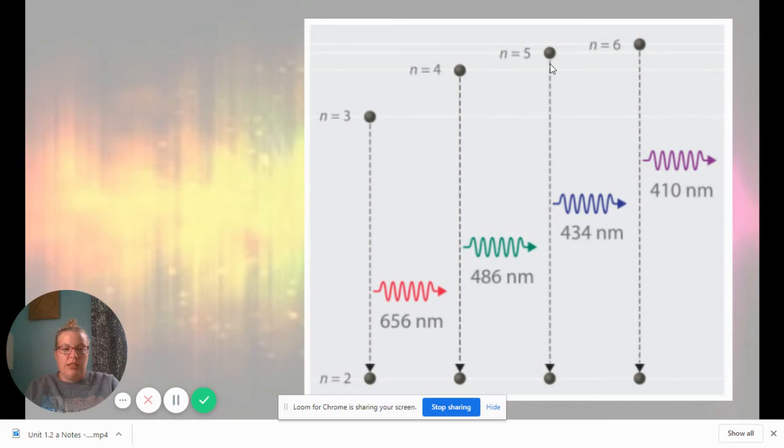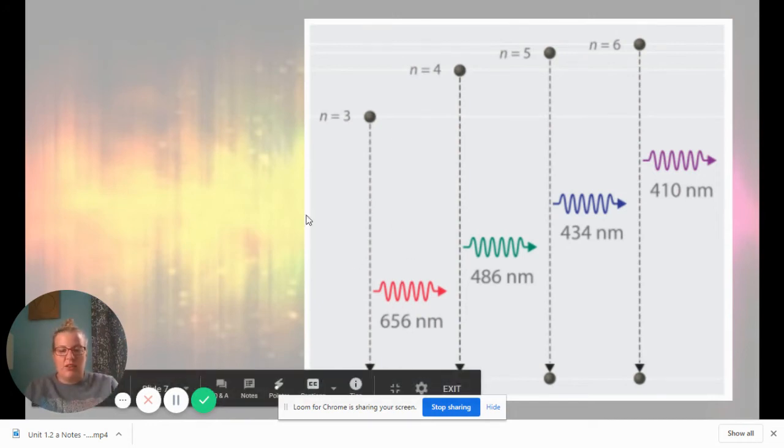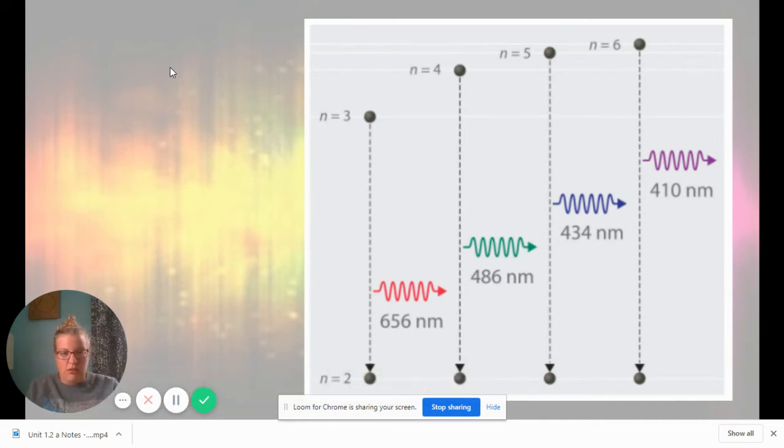Okay, and so this particular picture shows us the different wavelengths that come out for our transitions. If I have an electron that's sitting in the second energy level, so it's already excited, and it goes to the third, and then it falls back down from the third energy level to the second, it is going to release red colored light as its photon. That comes out as 656 nanometers, okay? A transition from the fourth energy level down to the second gives a wavelength of 486 nanometers. From the fifth energy level back to the second, it's 434. And from the sixth energy level down to the second, it gives 410 nanometers.